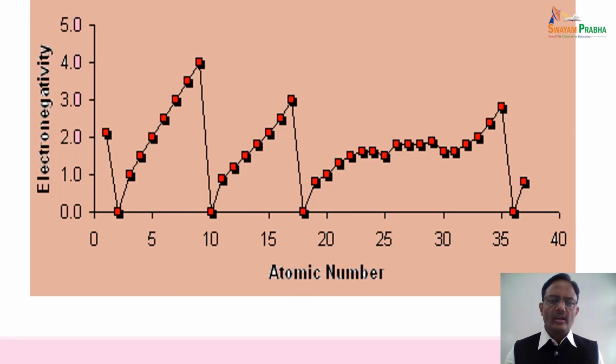This is a trend of electronegativity with respect to atomic number. We can see that after hydrogen, for helium it is coming out to be 0. Then all the noble gases have 0 electronegativity, and the electronegativity goes on increasing across the period up to the halogen element. And these are the halogen elements having highest electronegativity values in each period.